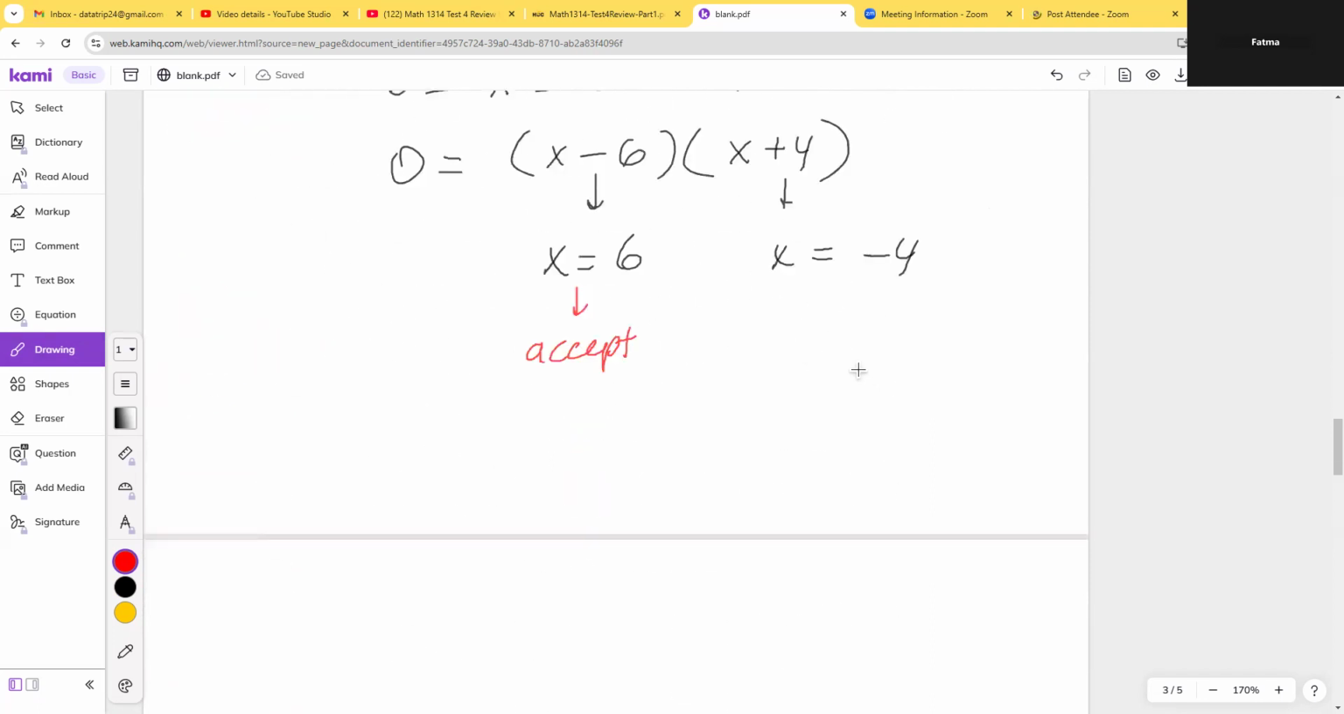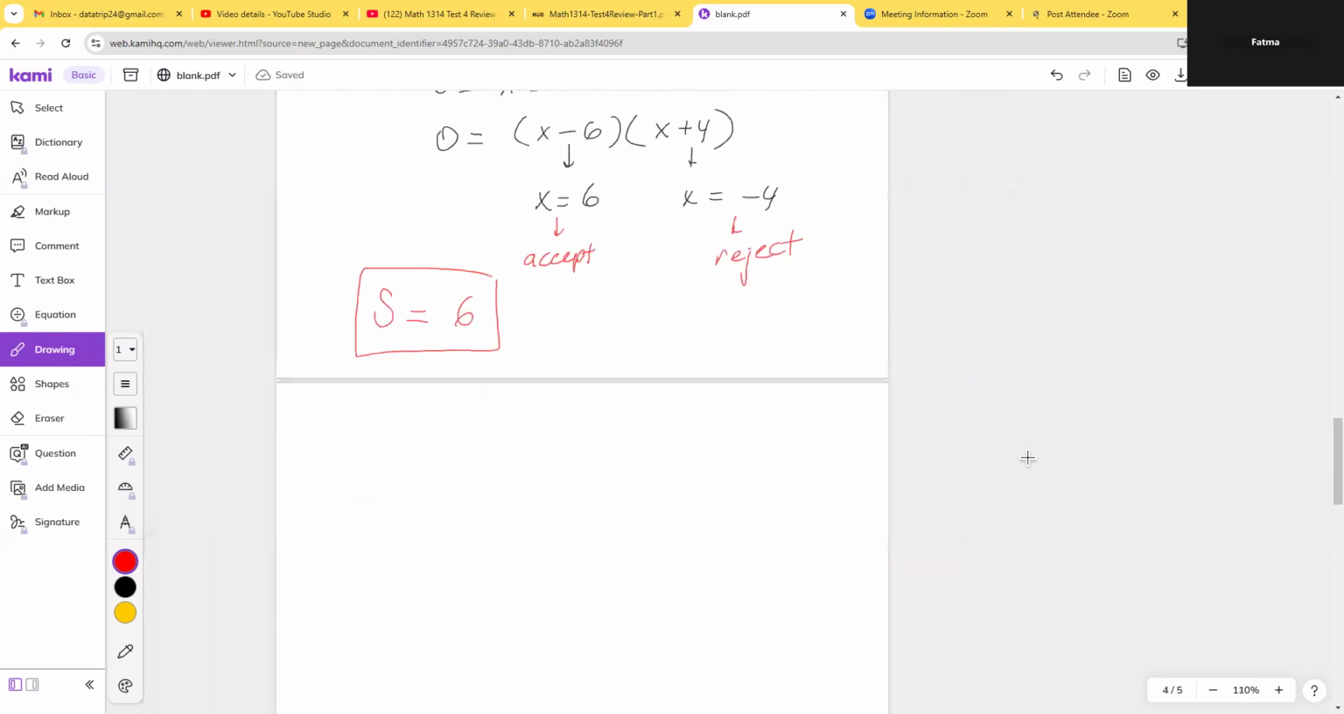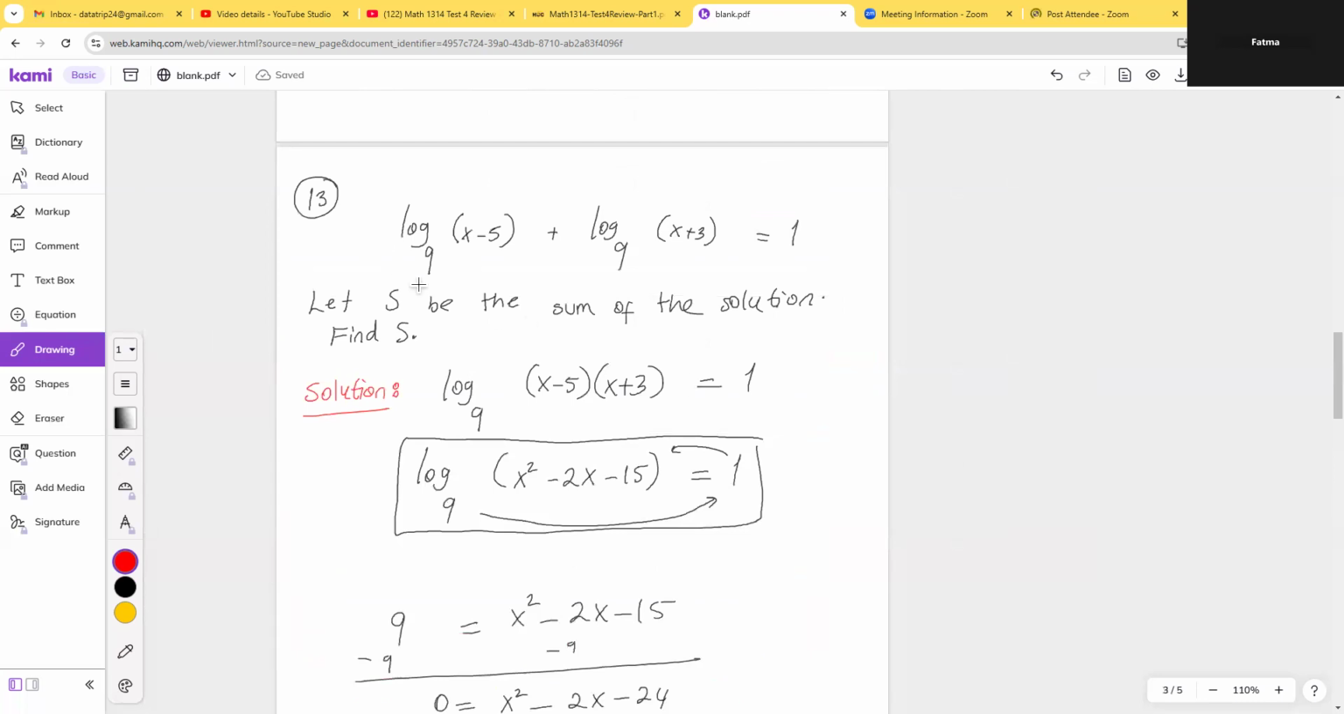Negative 9, so this will be rejected. I don't even have to check further, just because it creates a problem, at least one log function, this will be rejected. So there's only one answer here. S will be just the one number. So the expected answer on the test will be S equals 6 if a similar question like this shows up, right? This is how we solve the log equations by converting them to an exponential equation.